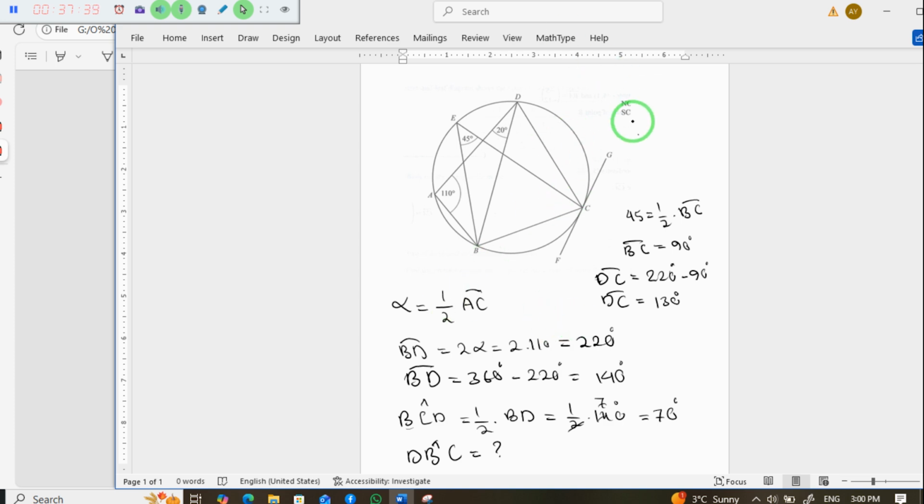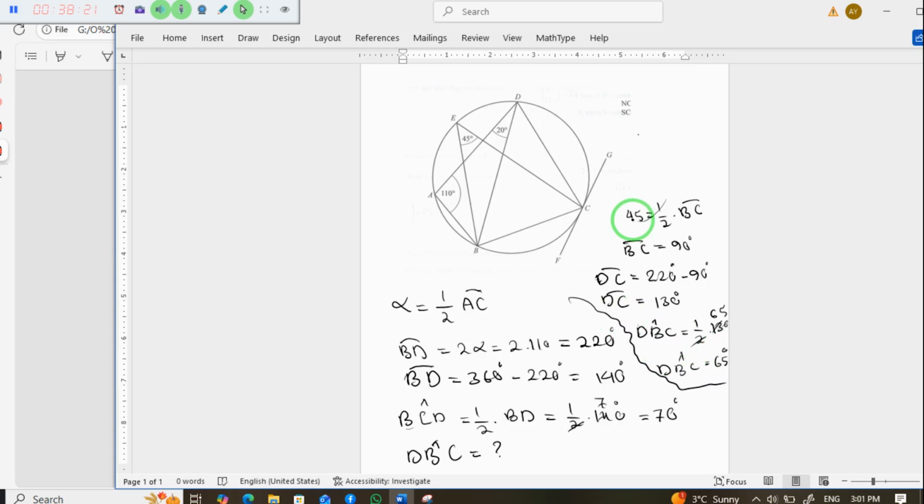So we can write here that DBC is half of this opposite arc, 1 over 2 multiplied by 130. We simplify, and 1 over 2 times 130 is 65. So DBC is equal to 65 degrees.